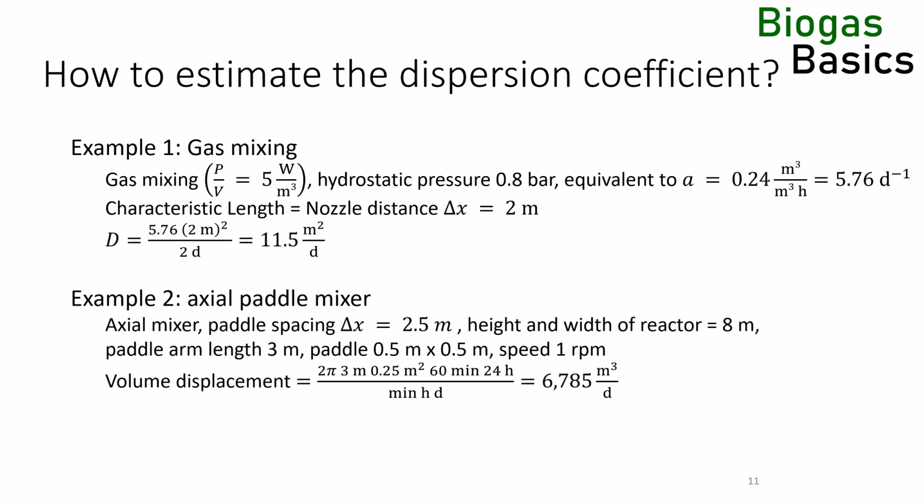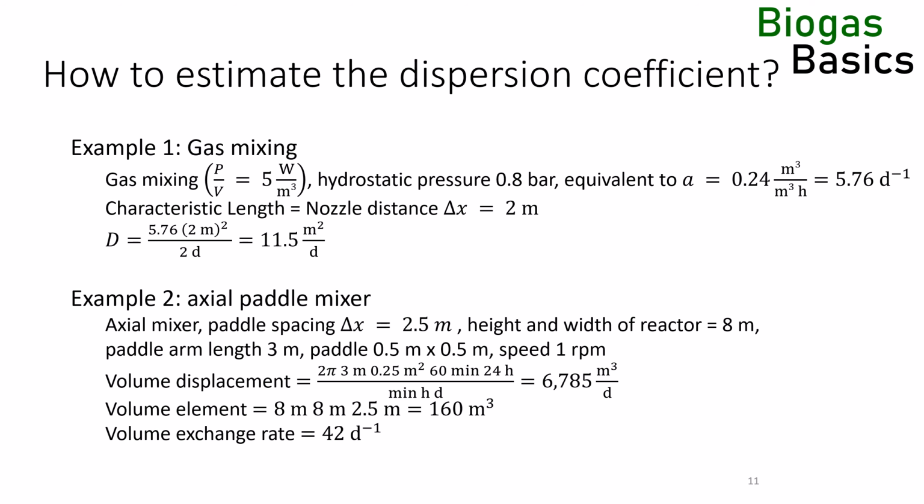Most of the volume will be displaced axially, especially when the single paddle works together with other paddles that are upstream and downstream and are phase shifted around the stirrer axis. Tangential and radial mixing are negligible. The volume of a reactor element that is mixed by one paddle is 2.5 meter times 8 meter times 8 meter, or 160 cubic meter. The volume exchange rate is 6,700 cubic meters per day divided by 160 cubic meters, or 42 days to the power of -1. The dispersion coefficient is 42 days to the power of -1 times 2.5 meters squared divided by 2, equals 132 square meter per day.